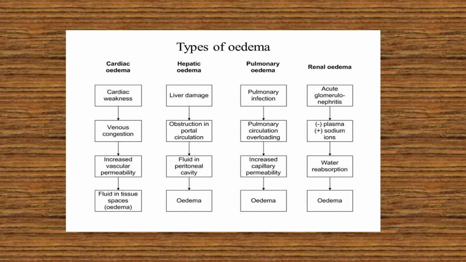The next variety is renal edema. Renal edema is mainly due to nephrotic or nephritic syndromes. Whenever there is acute glomerulonephritis, which is the inflammation of the glomeruli, it leads to changes in sodium and potassium ions, which ultimately lead to water reabsorption, leading to edema. So these were certain types of edema which are caused due to disease of internal organs.